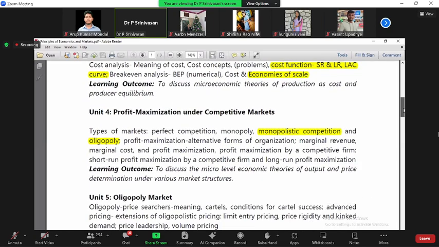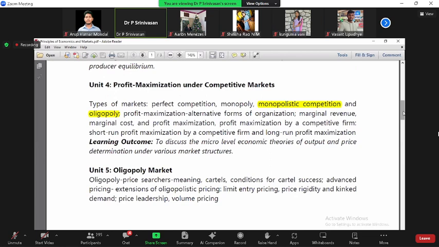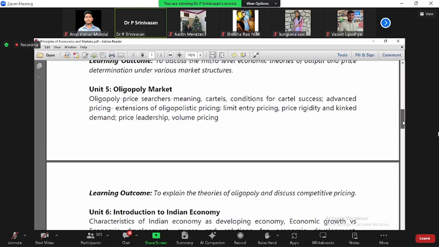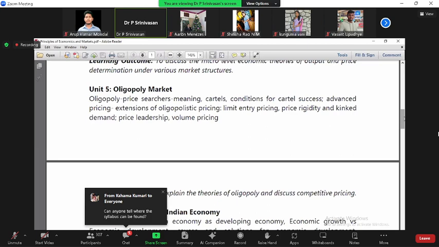And if you come to unit 4, it is about the different types of competitive markets, perfect and imperfect competitive markets, and what the profit maximizing output is. How these business firms maximize profit, at which output, we are going to explain under unit 4. And unit 5, the oligopoly market, is given as a separate topic, but still it is a part of the fourth one only.